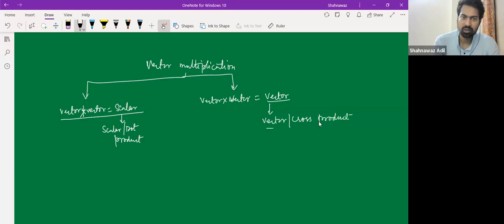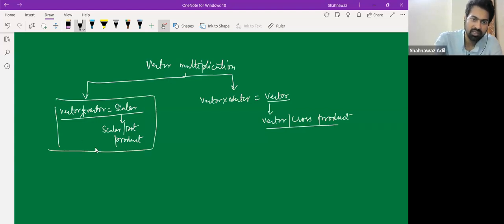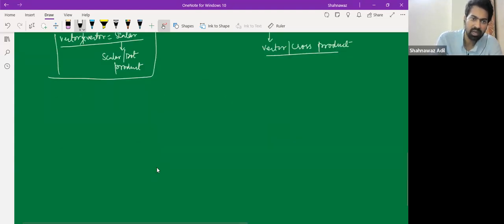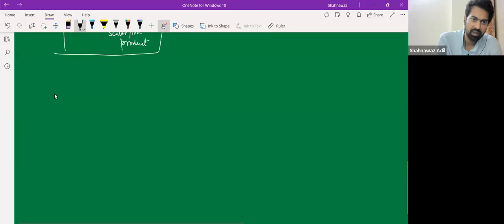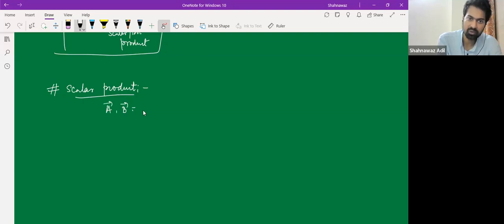Right. Then we were talking about this scalar product. In scalar product, I told you guys that it is defined like this. Let's say you have two vectors and you take the dot product. This would give you A B cos theta. This is how the scalar product is defined.